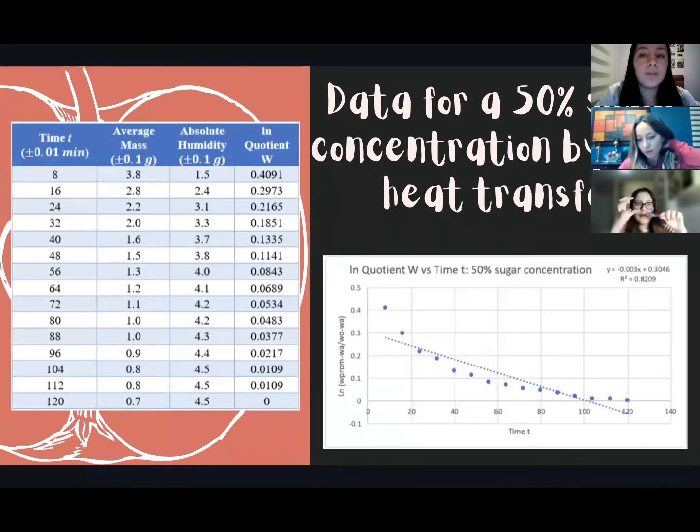Now for the 50% sugar concentration by oven heat transfer, we've got a very similar graphic to the other ones shown by Nathaly. Okay, so we can see that the mass has increased because as the sugar concentration increases, the mass increases as well. And we can see the water loss throughout the process. So what can we infer from all of this?